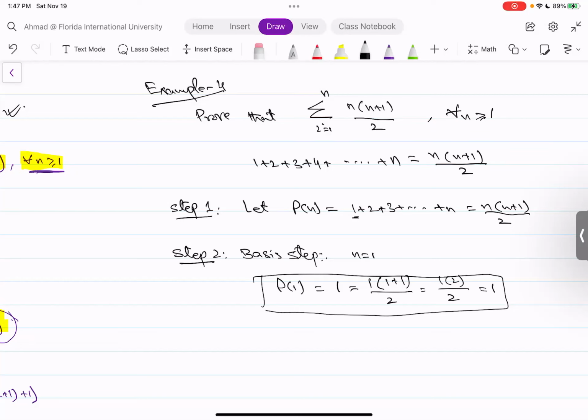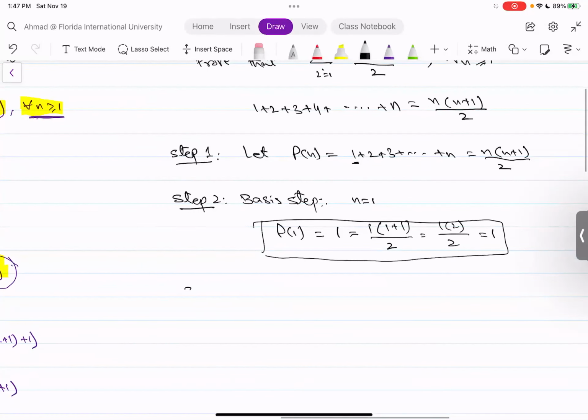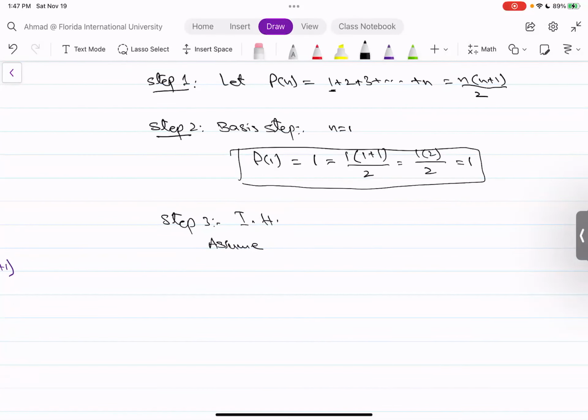Another way. Now, step number 3 is the induction hypothesis, right? Step number 3 is to set up the induction hypothesis. What is my induction hypothesis here? So I'm going to say, assume the whole term, which is 1 plus 2 plus 3 plus so on up to n, right?